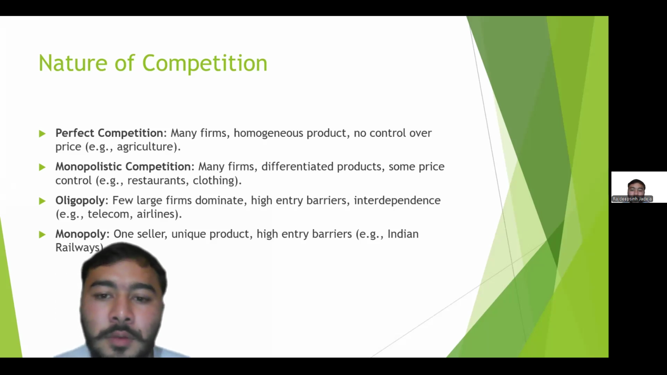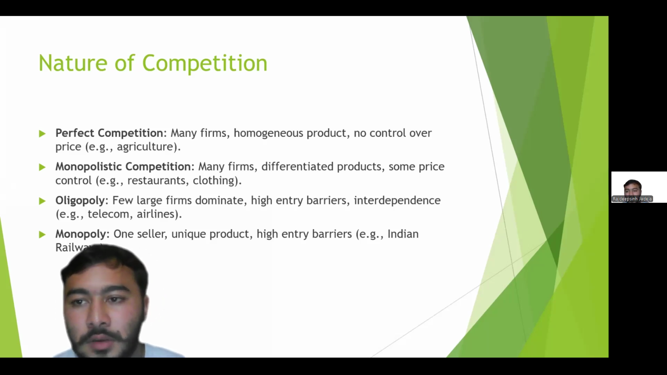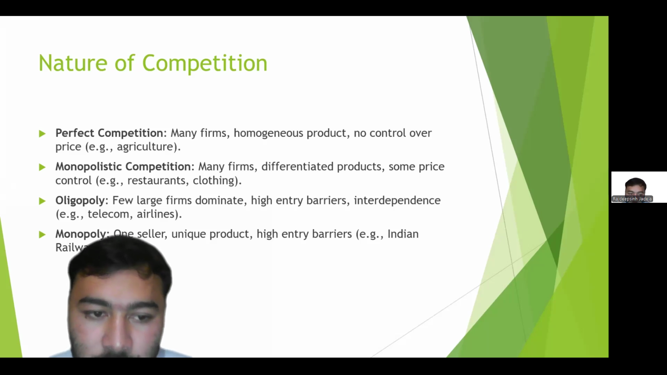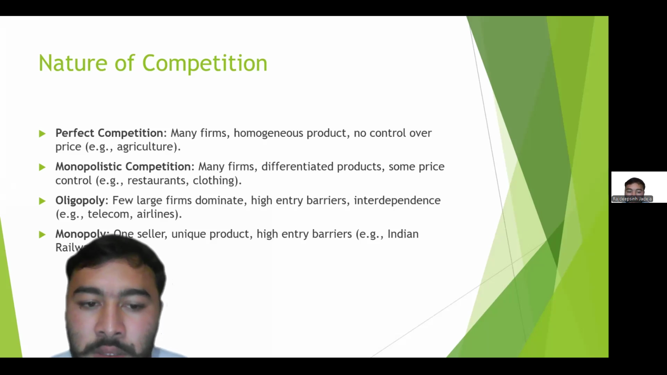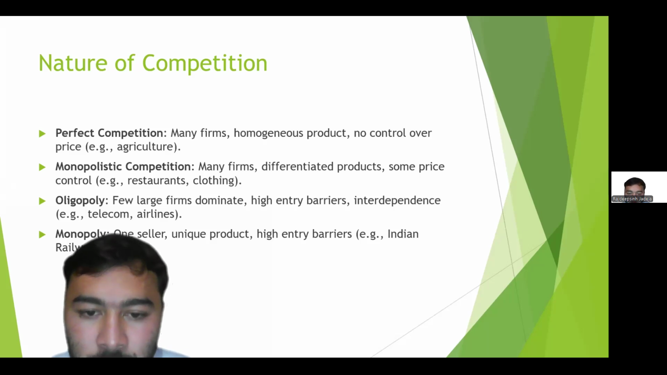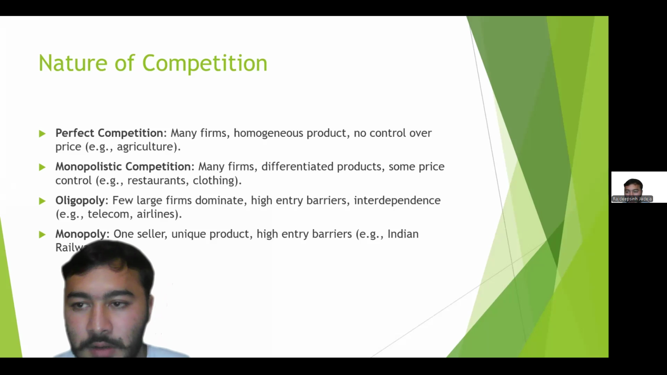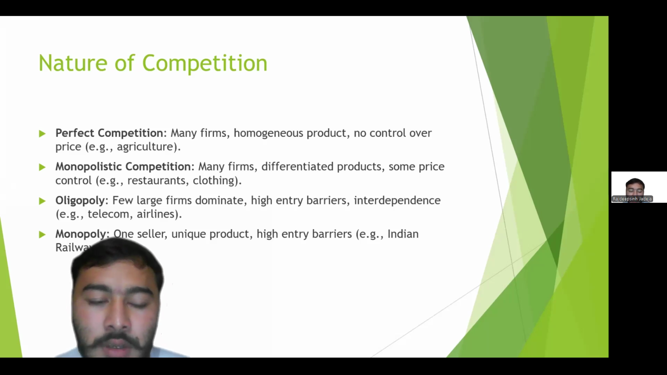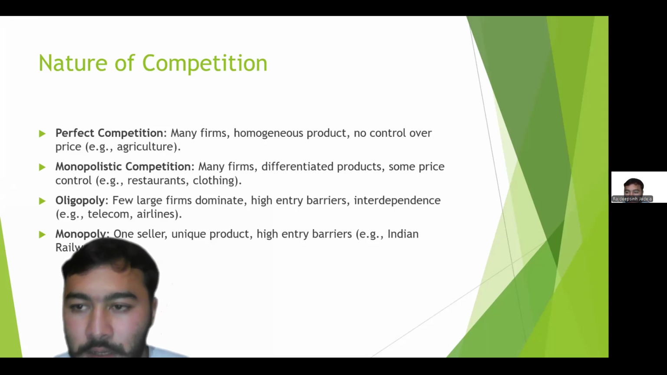So there are high entry barriers, interdependence on each other, and the last is monopoly, in which only one seller exists. The product is unique, and there are high entry barriers, which is Indian Railways. So Indian Railways is the only monopoly in India.